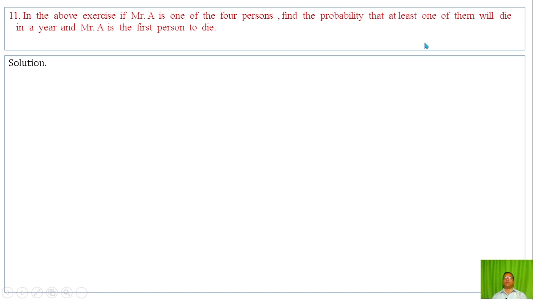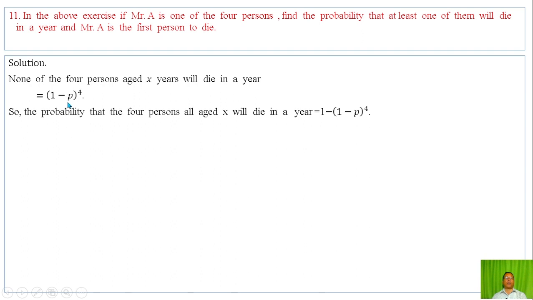Let the probability that Mr. A will die be p. None of the four persons will die in a year has probability 1 minus p whole power 4. So the probability that all four persons will not die in a year is (1 minus p) power 4. Complementary.